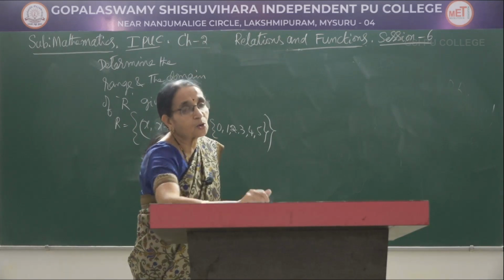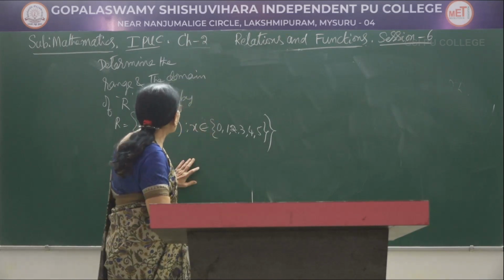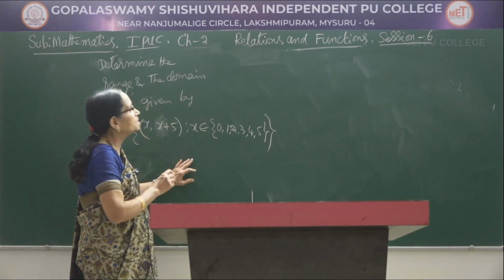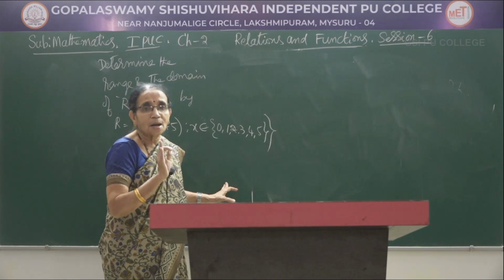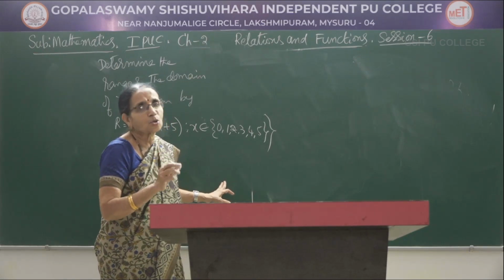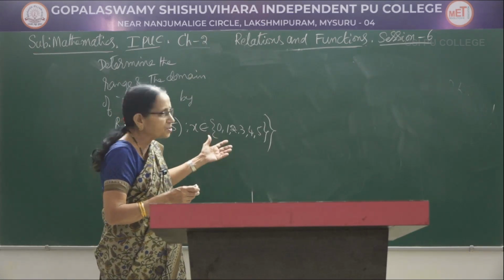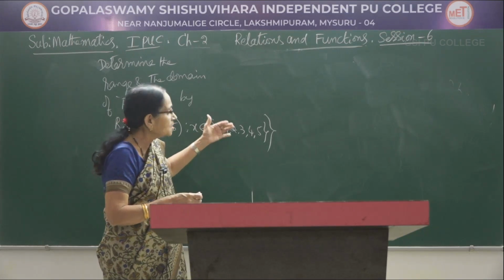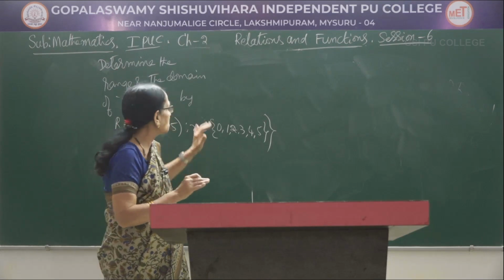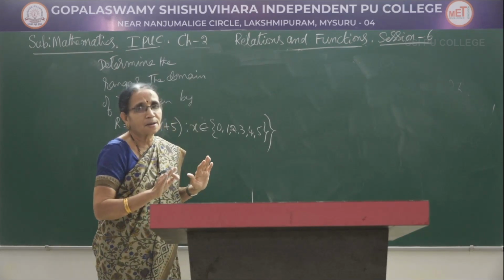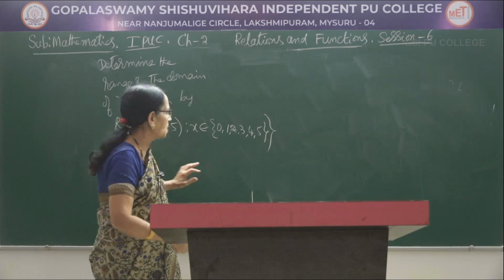Here two things have been asked. You have to find the domain as well as the range of that one. They have not asked you to write the elements of R in the roster form. But whether they have asked it or not, you better write the elements in the roster form. That will help you to write the domain and the range clearly without committing any mistake.